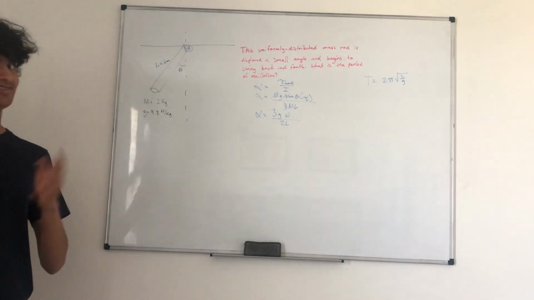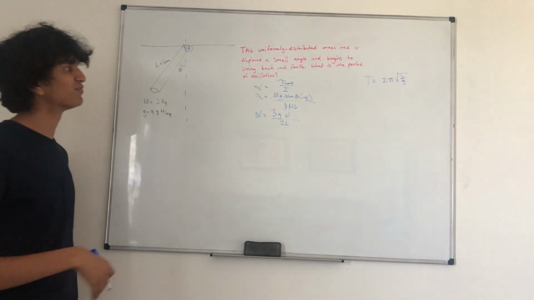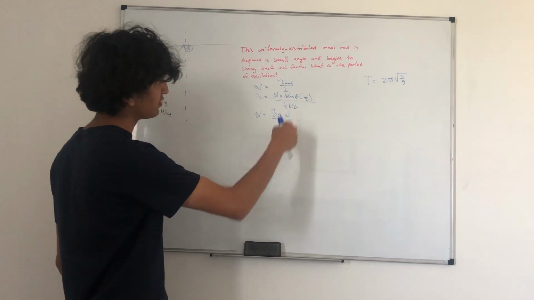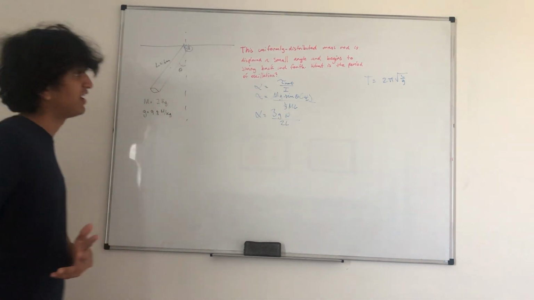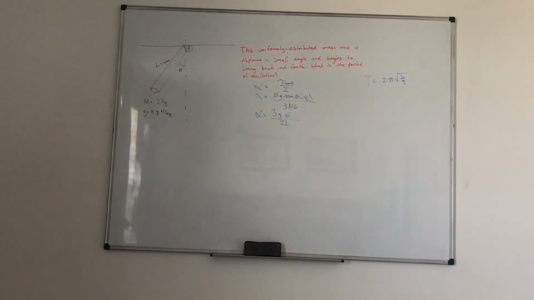No, sine pi over 6 is exactly 1/2. Pi over 6 is pretty close to 1/2. When you have a small angle, sine theta is basically theta. It's an approximation, the small angle approximation.